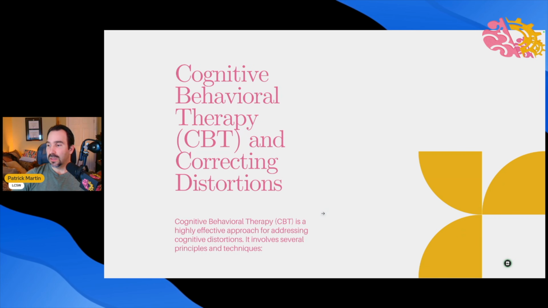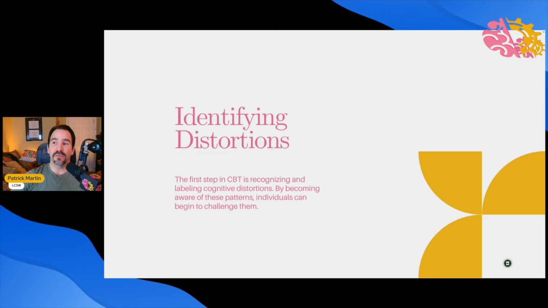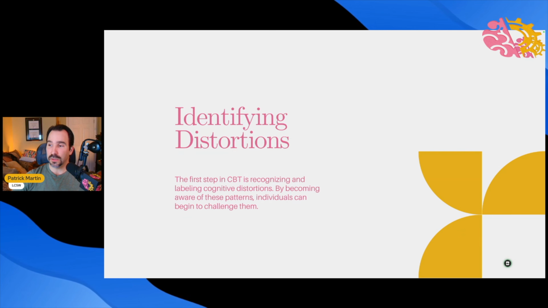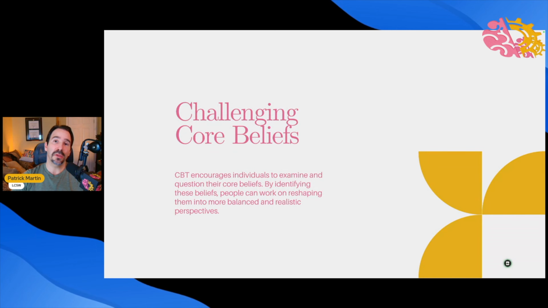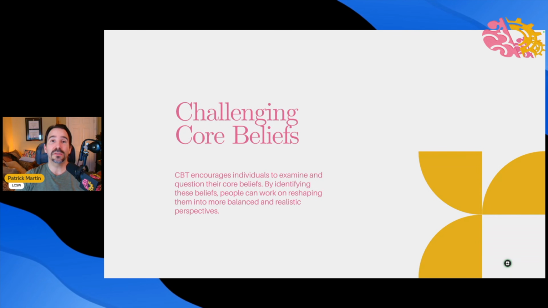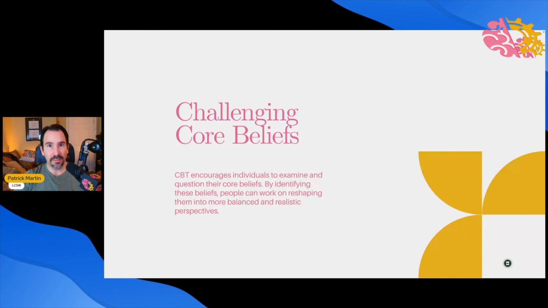So, how do we correct distorted beliefs? We just kind of touched on that. It involves several principles of CBT. First, we have to identify the negative belief or distortion. That's that catch it part. Then we can learn to challenge our core beliefs about something. And core beliefs, we can have many, many, many core beliefs about different things, about relationships, about work, about money beliefs, right? Our belief systems.